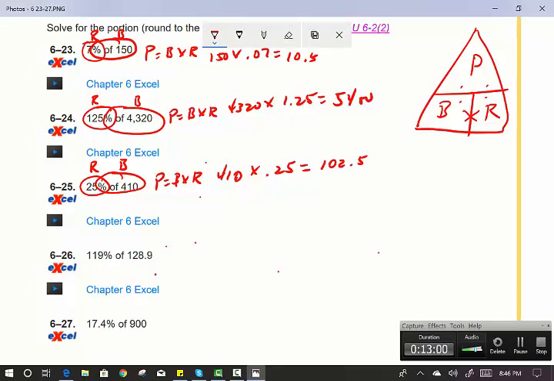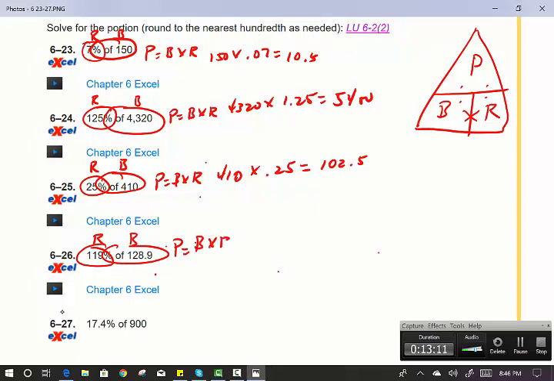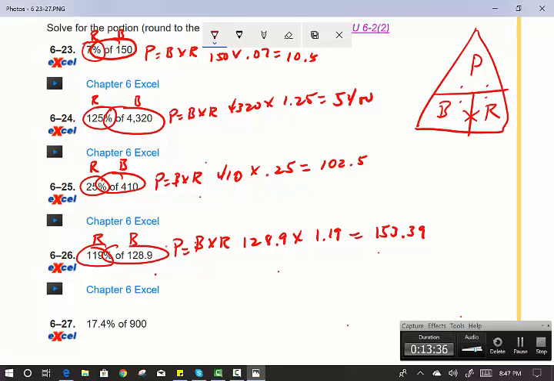Then number 26, the percent sign is associated with the rate. The number that follows percent of is your base. Again, we're solving for the part, which is equal to base times rate, of 128.9 times 1.19 after I move the decimal point 2 places to the left, and then that will equal 153.39. And rounding to the nearest hundredth on these questions too.